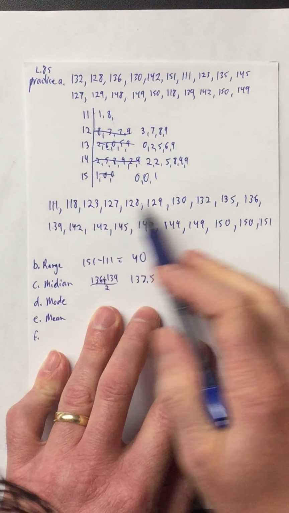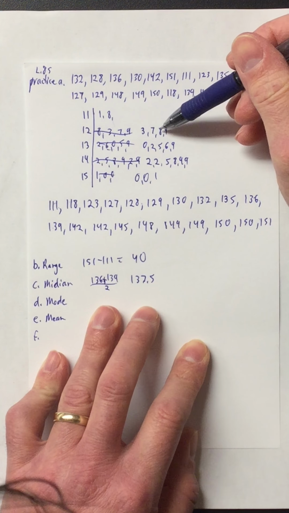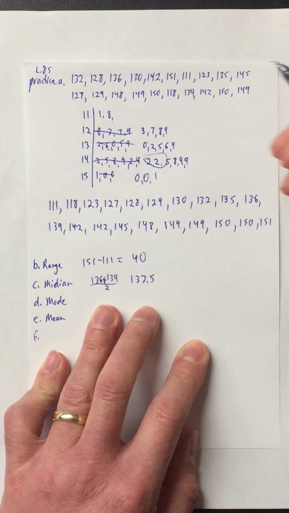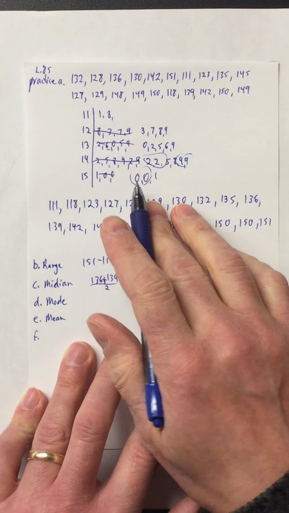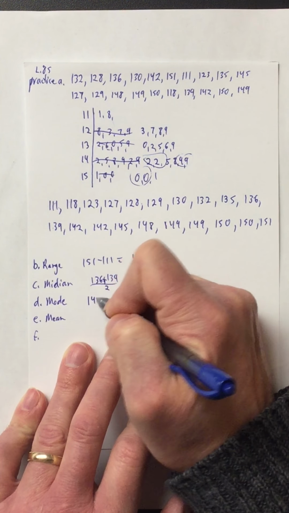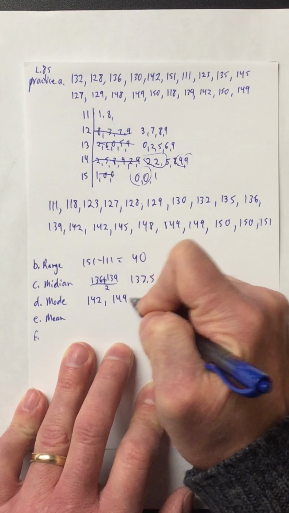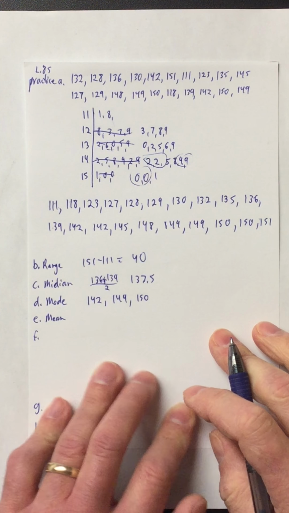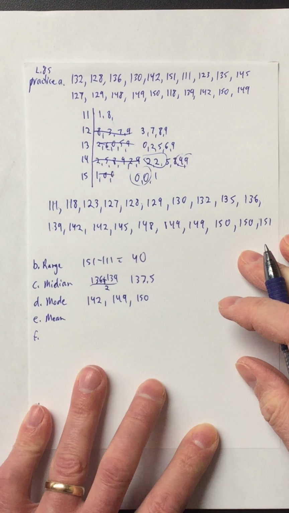What shows up the most times? Well, if I go back to my stem and leaf, it might be a little easier. I've got 2 show up there, 9 show up, and 1 show up. So I actually have 142 that shows up 2 times. That's tied with 149 2 times, and 150 shows up 2 times. So I have 3 of them tied for the most.